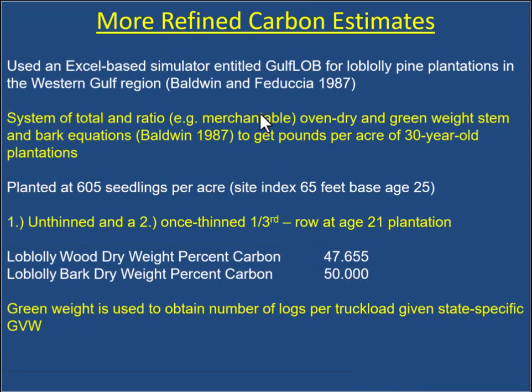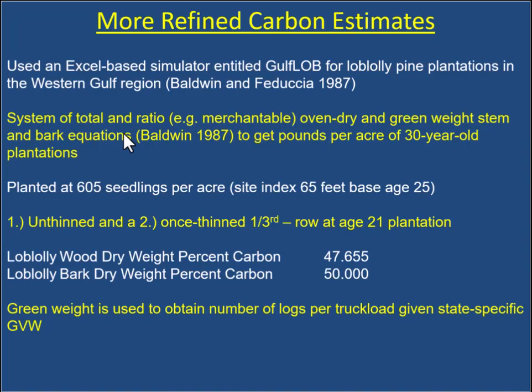In order to do that, I took an Excel-based simulator that I've been working with a lot and creating, entitled Gulf Lob. It uses an older growth and yield model system from Baldwin and Feduccia. I feel that's representative of non-industrial private forest landowners, family forest owners today. You can increase the site index. And Baldwin, around 1987, had a system of equations that estimates the total oven dry and green weight, and then the ratio to merchantable.